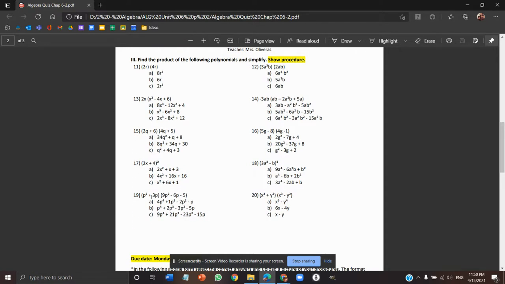In the third part, you're going to find the product. What is the product? The multiplication, right? The result of a multiplication of the following polynomials, and you must simplify. Again, you must show the procedure for me to give you credit for that work. Maybe it doesn't fit, maybe you needed an extra page. That is okay.